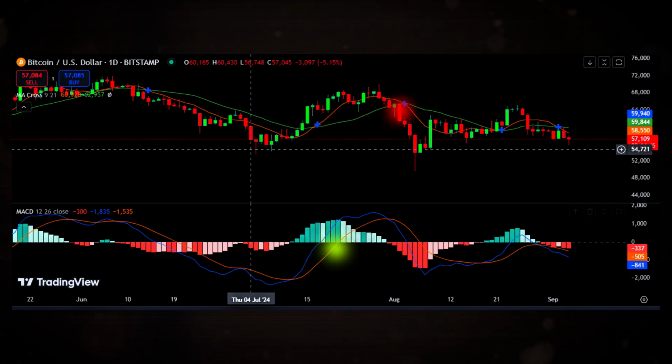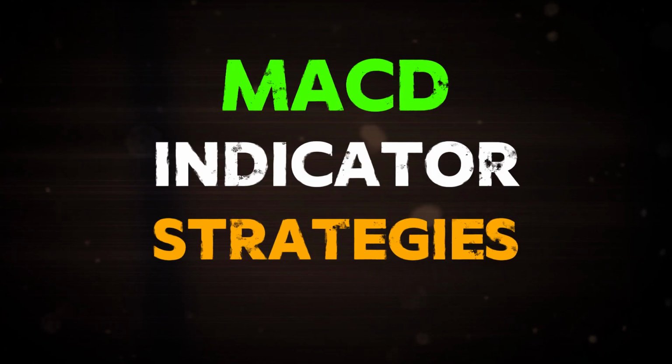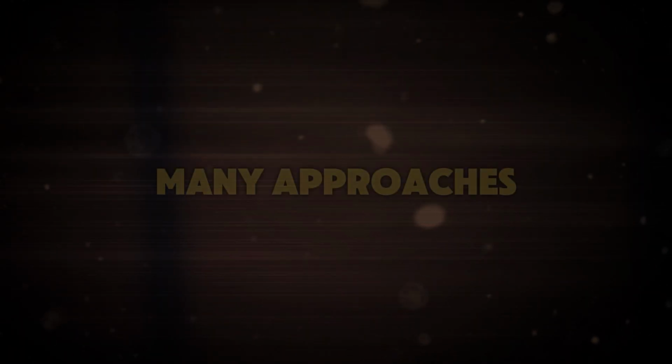Recall that the crossing between the MACD line and the signal line is what we are looking for in the MACD, not the zero line. I like to use the MACD as my momentum indicator because, as you can see, it provided a significantly earlier entry signal than the moving average crossing. Let's now discuss the many approaches you might use while working with the MACD indicator.